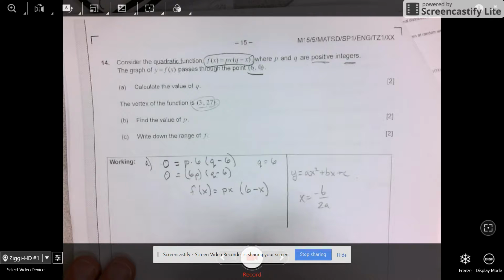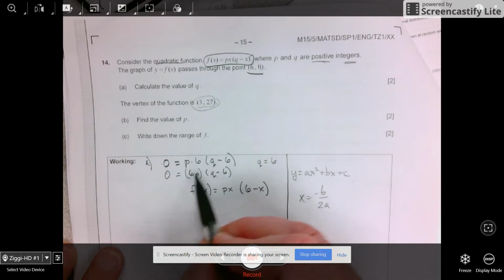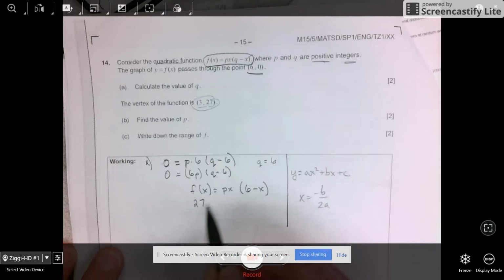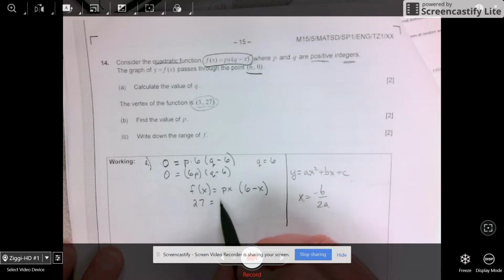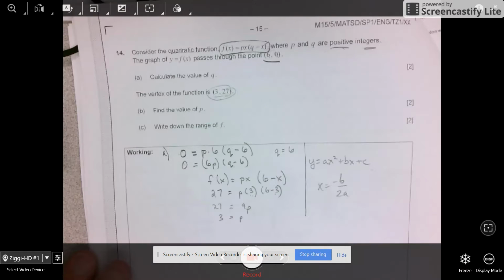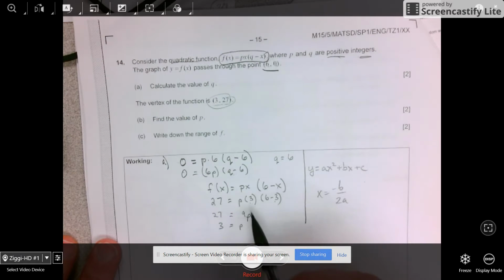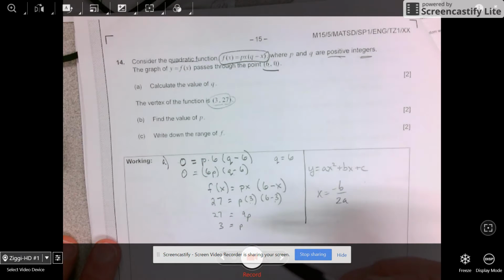The vertex is (3, 27), so that's an x and y again. P times 3 times (6 minus 3). So now I have, this is 3 times 3, 9p equals 27. That means p equals 3. So now I have improved my equation a little bit more. And so now I know that p equals 3 and q equals 6.